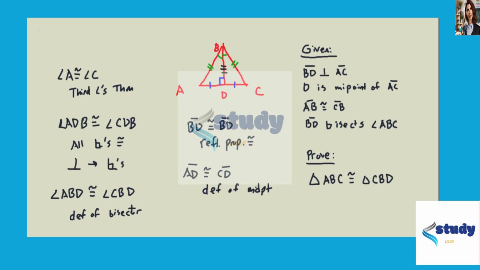And by definition of what it means to be congruent triangles, that all three corresponding sides are congruent and all three corresponding angles are congruent, we have now proven that this is true.